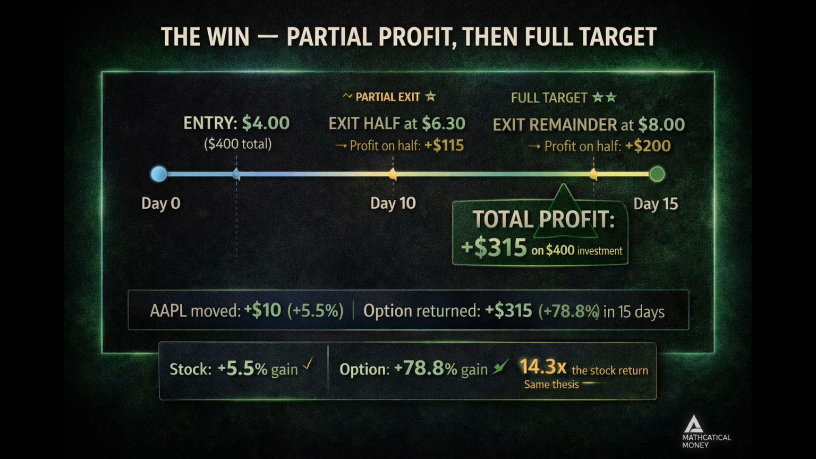Total result: first half sold at $6.30, profit $115. Second half sold at $8, profit $200. Combined profit on a $400 investment, $315. Return: 78.8% in 15 trading days. Apple moved 9.5%. Your option returned 78.8%. That is the leverage and the risk management that options provide.